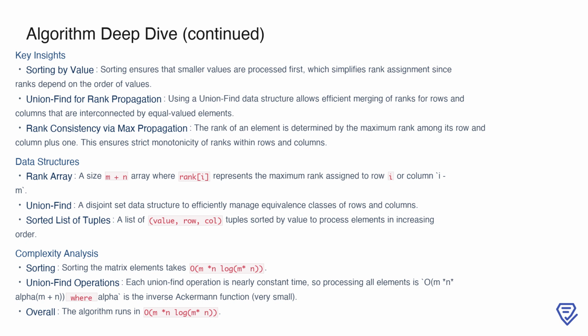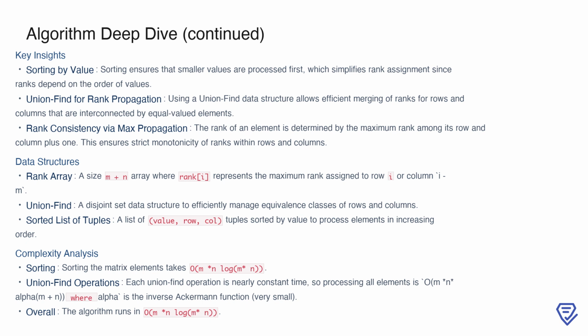Additionally, the rank propagation strategy ensures that an element's rank is always one greater than the maximum rank of any smaller element in its row or column, preserving strict monotonicity. The algorithm relies on three primary data structures: the rank array, which tracks the maximum rank assigned to each row and column, the union-find structure, which manages equivalence classes of rows and columns, and the sorted list of tuples, which organizes the matrix elements for processing.